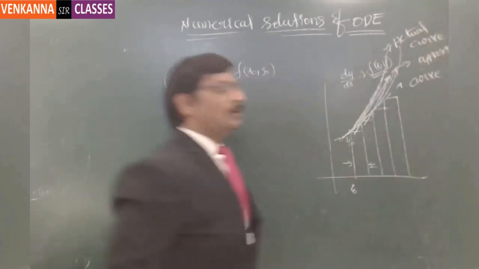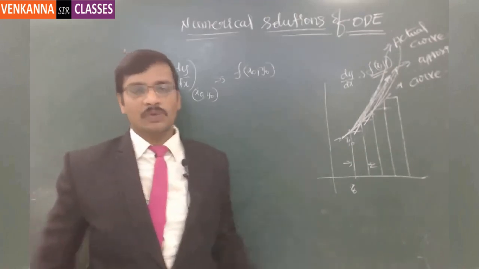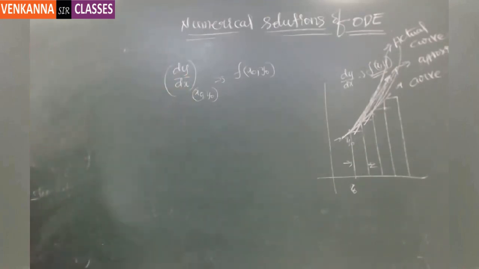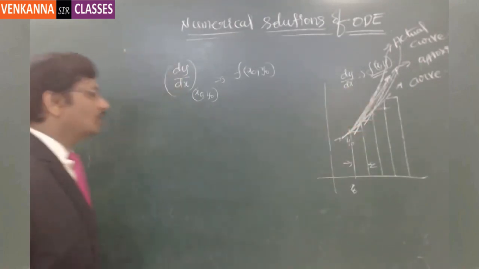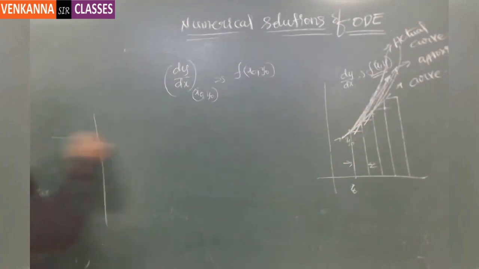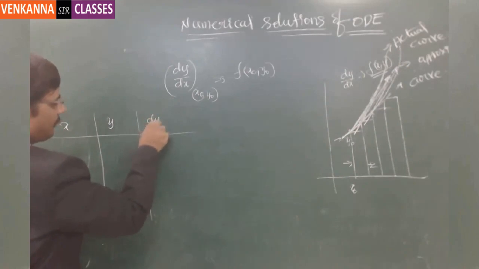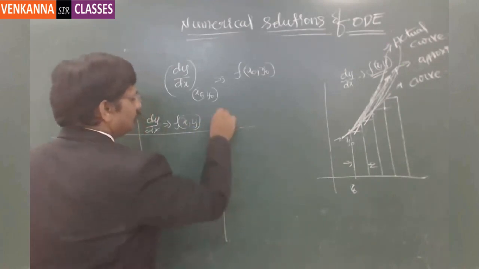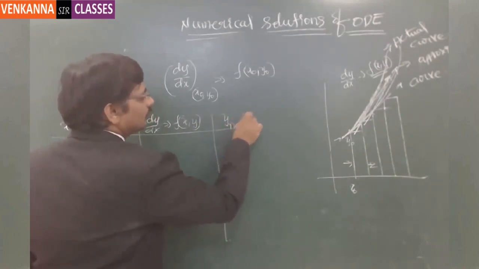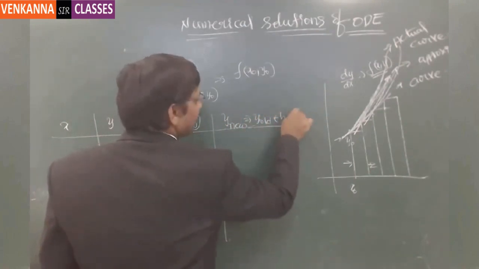So this is how you find the y values, which you can use to reconstruct the original curve from the differential equation. Now, when we want to find the curve values, the y values depending upon the x values, you prepare a table. The table has the x value, the y value, and then the dy by dx value, which is f of x comma y. Then y new is going to be y old plus h times f of x comma y.